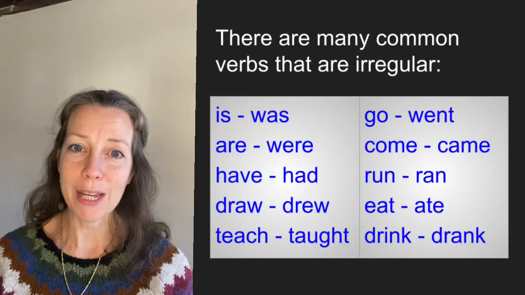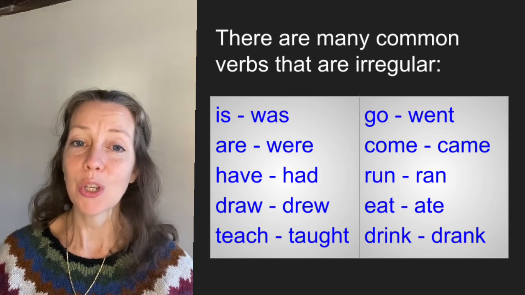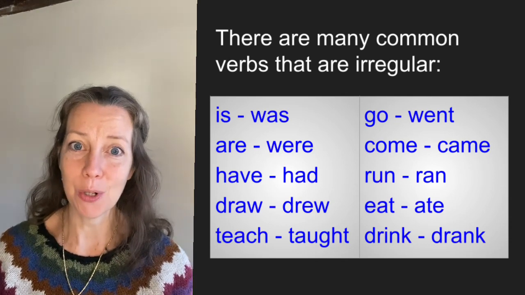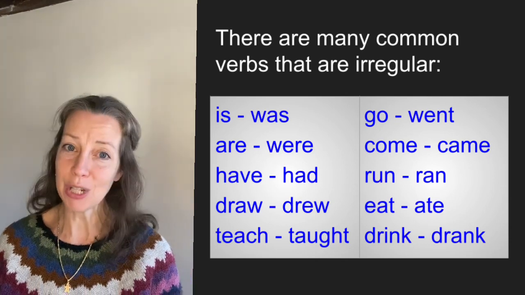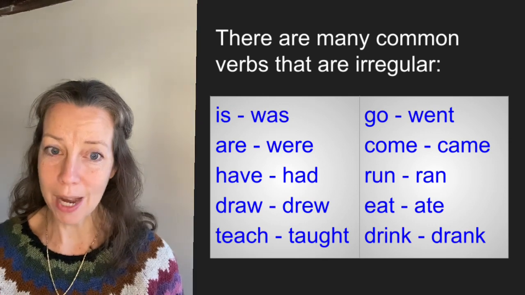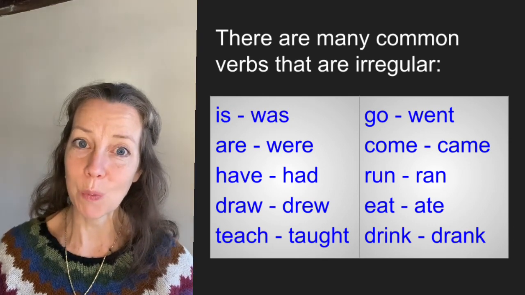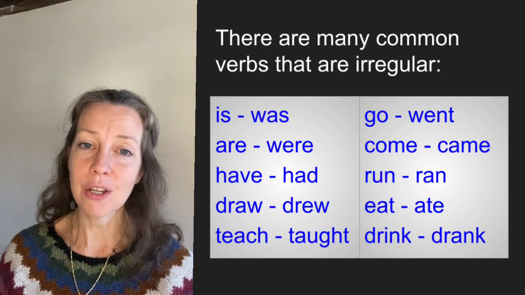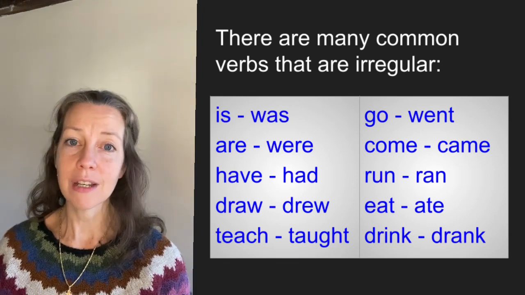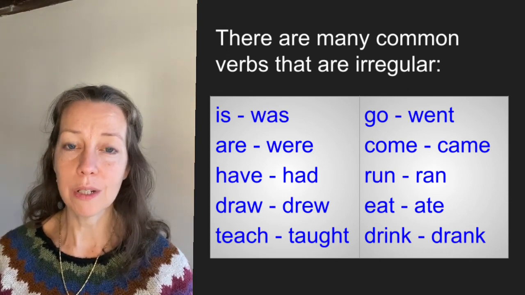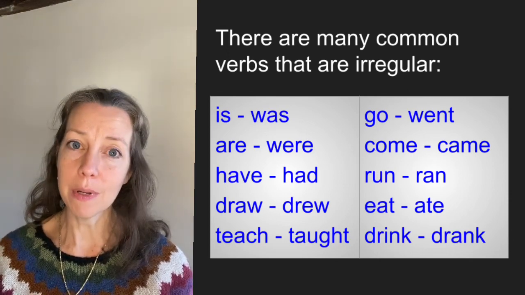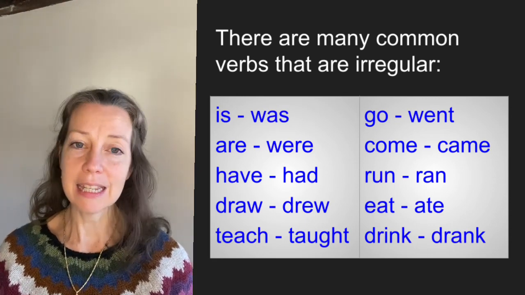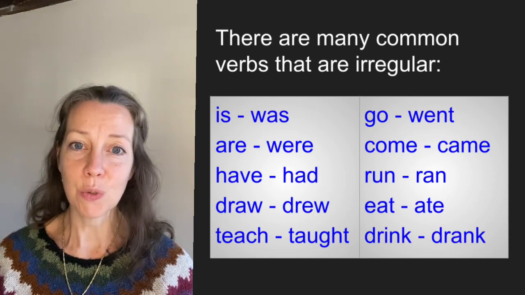There are many irregular verb forms in English. You have to memorize them because a lot of very common verbs are irregular, such as is, which becomes was, are, which becomes were, have, had, draw, drew, teach, taught, go, went, come, came, run, ran, eat, ate, drink, and drank.